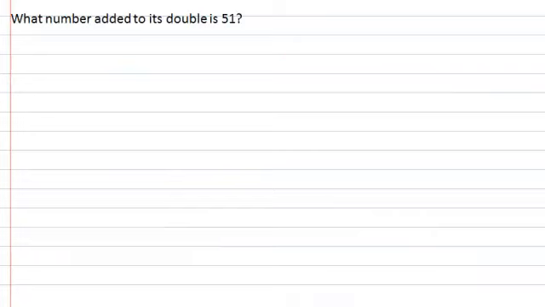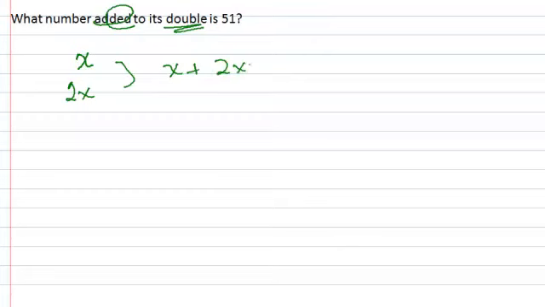Again, a little bit of a variation on the theme. It says, what number added to its double is 51? Well, the number we're going to express as x. The double of x is 2x. Hopefully that makes sense. x doubled is 2x. And then it says what number added to its double, so we need to add these. So we're going to do x plus 2x is equal to 51. Then we just simplify and solve.